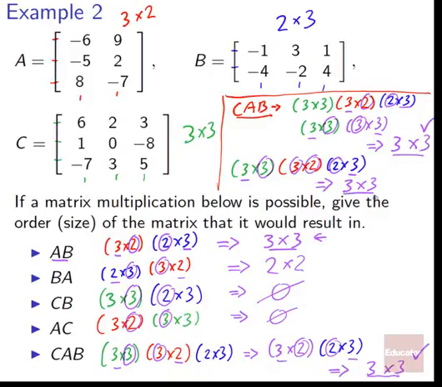So if you've got multiple matrices multiplying against each other, you can just check and make sure that all of the inner numbers match up against each other, and then the size of the resulting thing will wind up just being the far edge numbers, what our edge numbers were, in this case, 3 and 3.